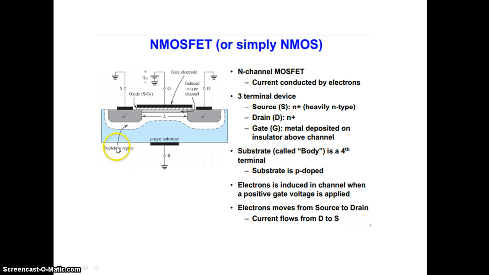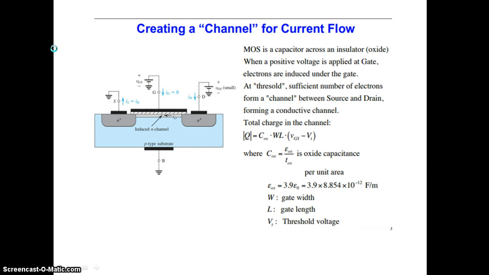Electrons are induced in the channel when a positive voltage is applied to the gate. So electrons are induced, and electrons move from source to drain. The flow of electrons will be from source to drain, so the current flow will be in the reverse direction, from drain to source. So we have to create a channel for the current flow.